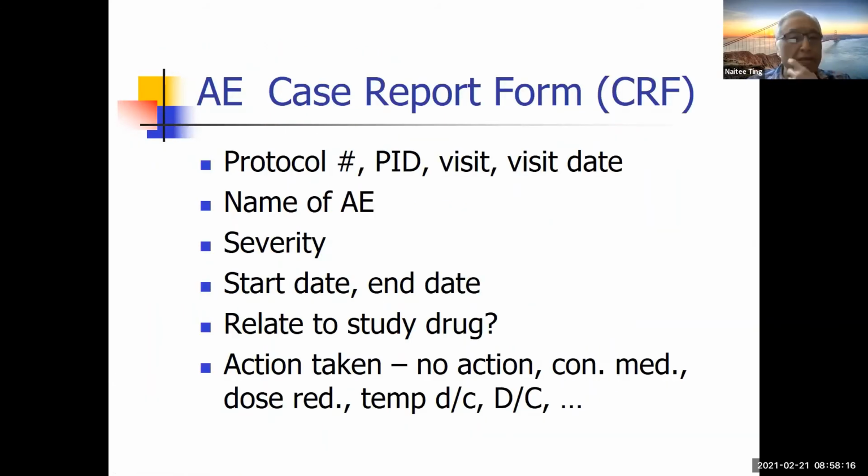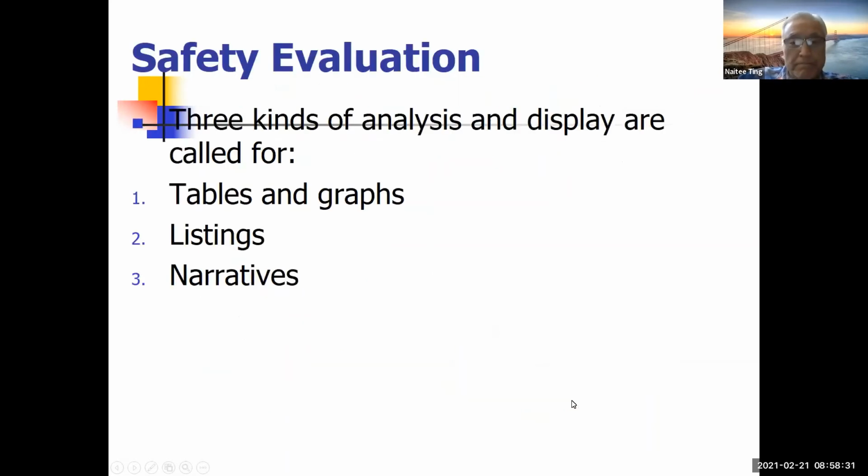Like I said, in the AE case report form, there's protocol number, patient ID, visit date, name of AE, severity, start date, stop date, related study drug, and action taken. The AE report has to be based on the case report form, so based on what kind of data you collect, how do you report? There are three kinds of displays: tables and graphs, listings, and narratives.